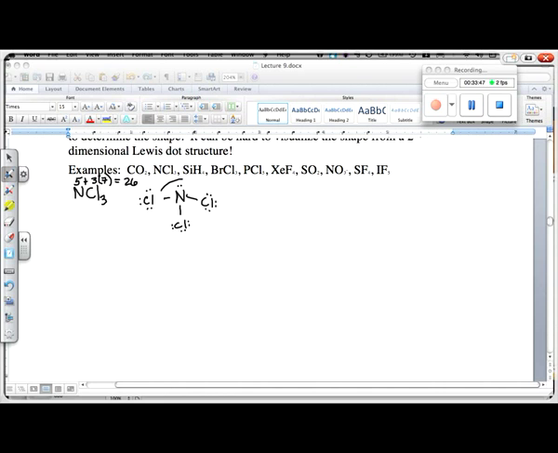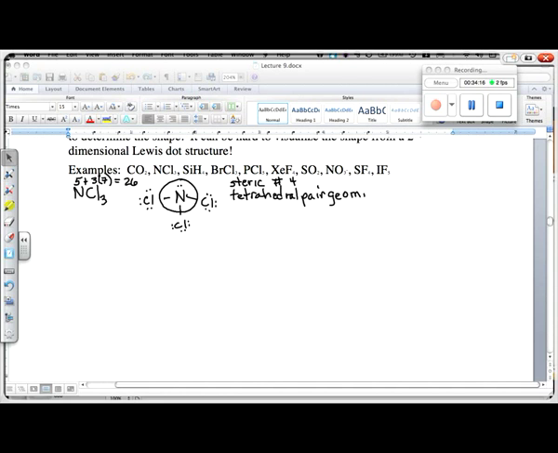So, shape. Focus on the central atom only. The steric number here is 4: 3 bonds, 1 lone pair. So steric number is 4, which puts it in the tetrahedral electron pair geometry, if you look at your sheet. However, the molecular geometry is not tetrahedral because of that lone pair.